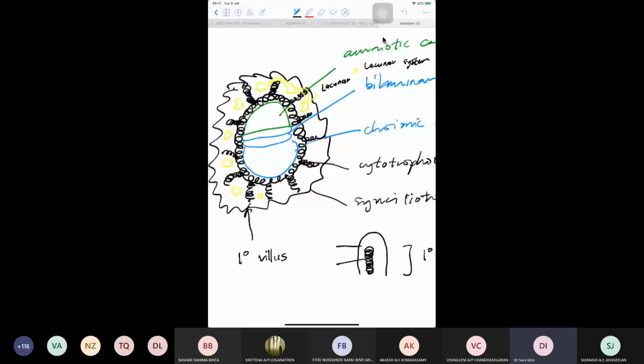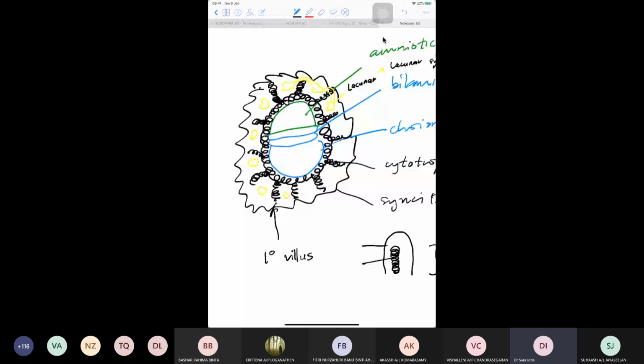What happens as well is that the syncytiotrophoblasts, apart from producing a lot of HCG, are also producing a lot of materials or a lot of molecules that can degrade vessels.